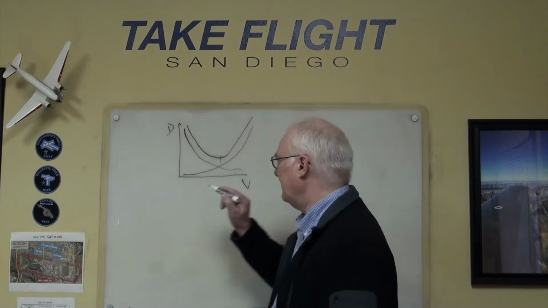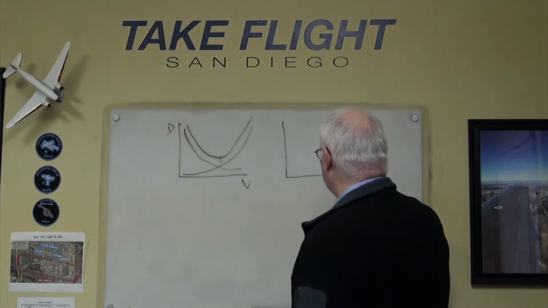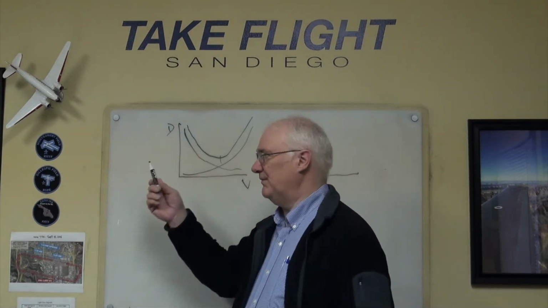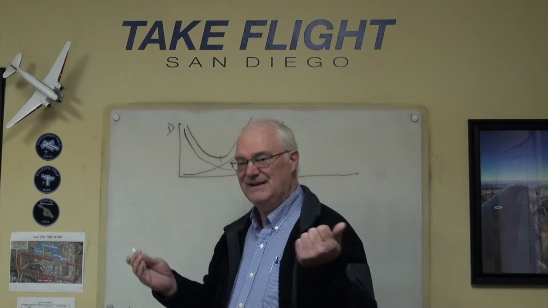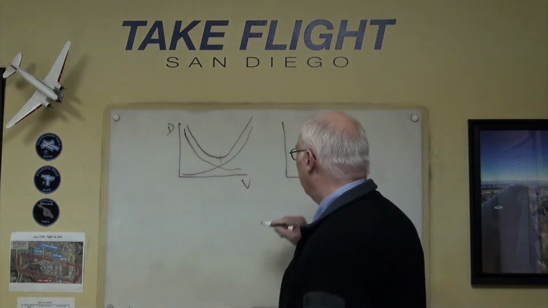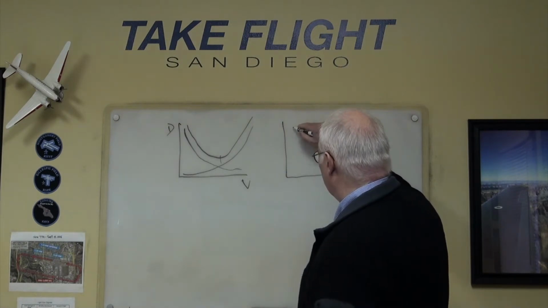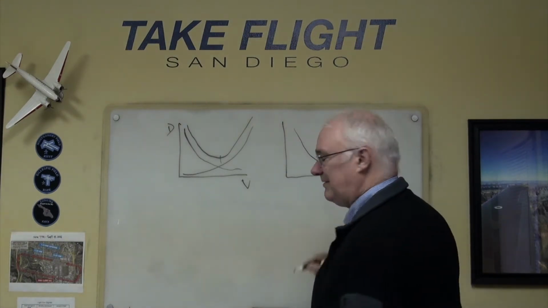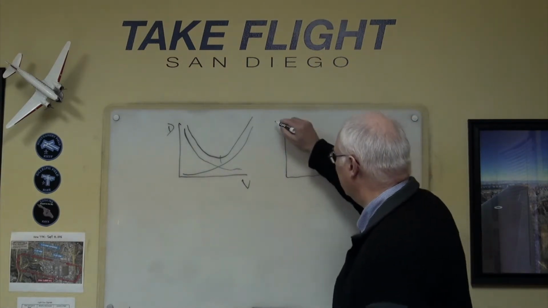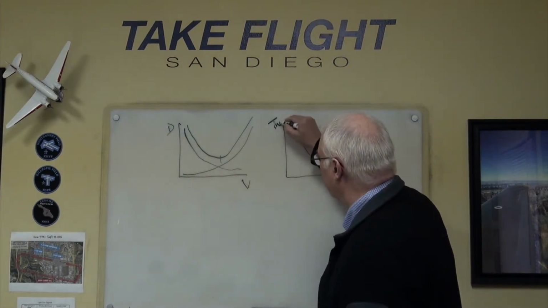Now think about it in terms of thrust. We want to fly along at 1G, straight ahead. How much thrust do we need? Well, the four forces, right? We've got to have enough thrust to offset that drag. So the required thrust curve looks kind of like that in terms of speed, and here's thrust.